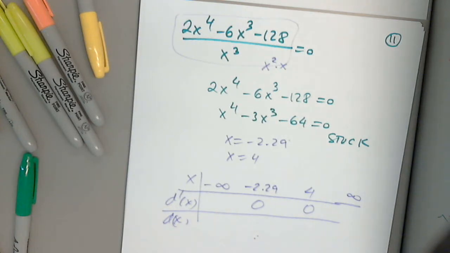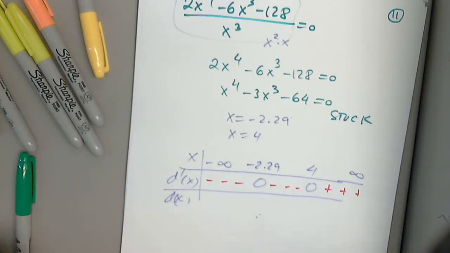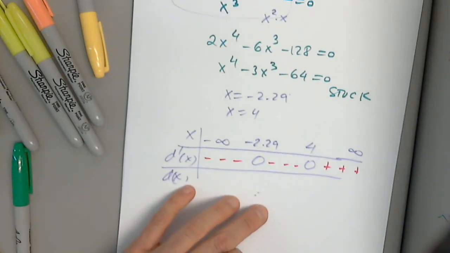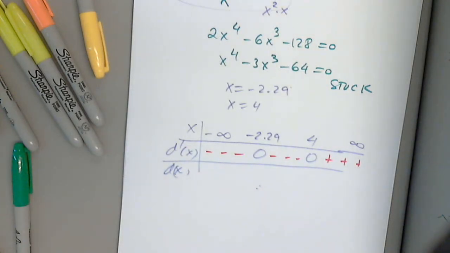So here are the signs that I got. To the left of negative 2.29, I got negative. Between negative 2.29 and 4, I also got negative. And from 4 to infinity, I got positive. So one more time, find the point on the hyperbola that is closest to the point 3, 0.